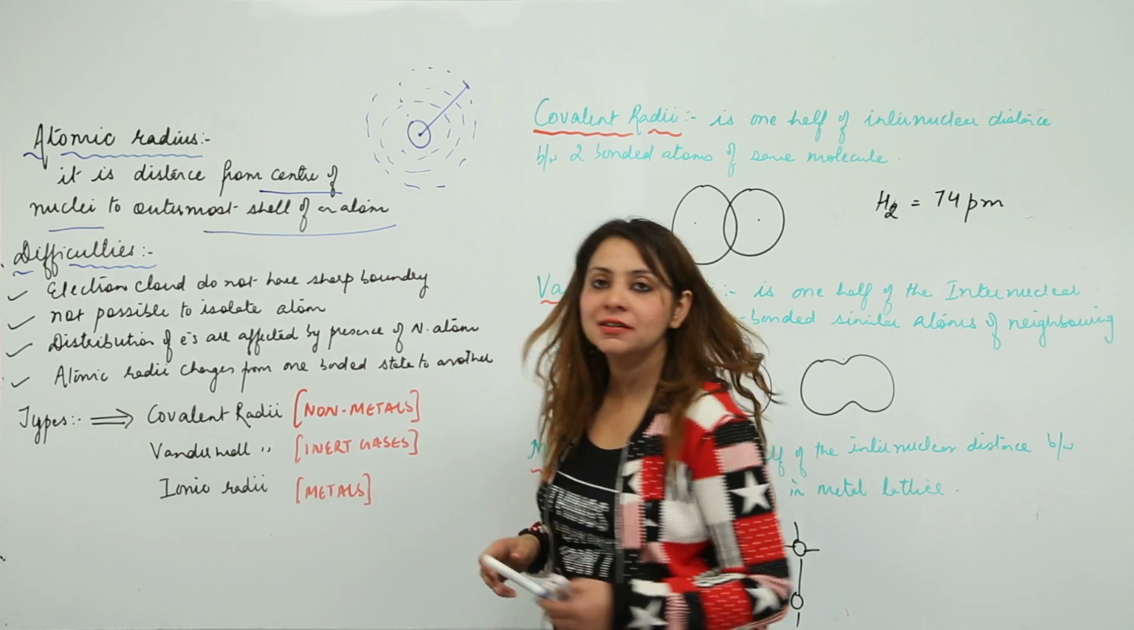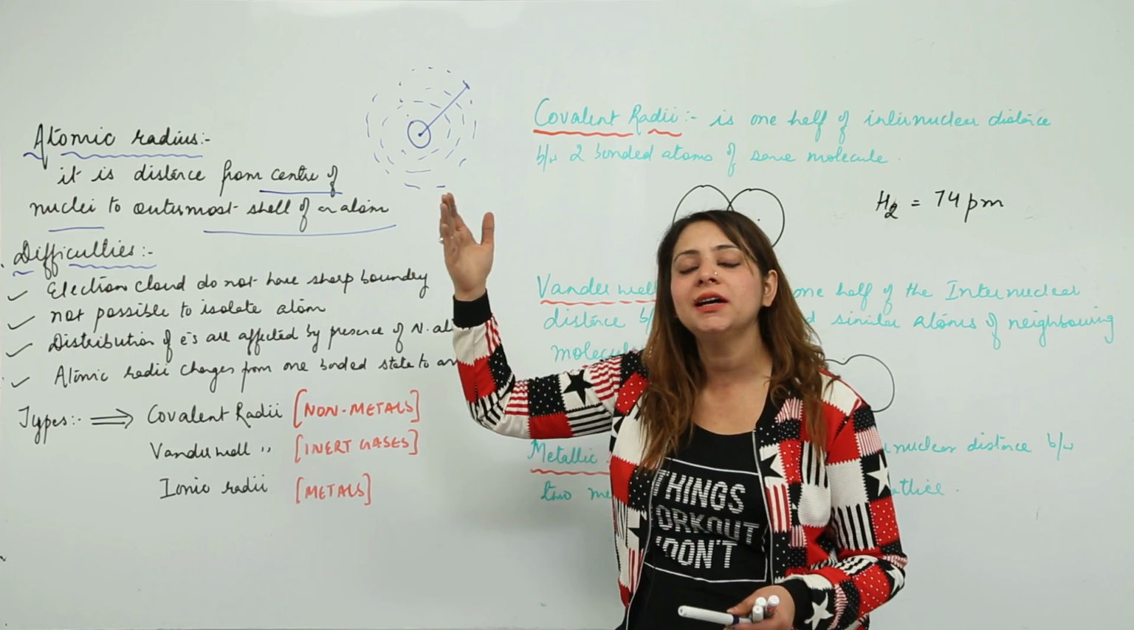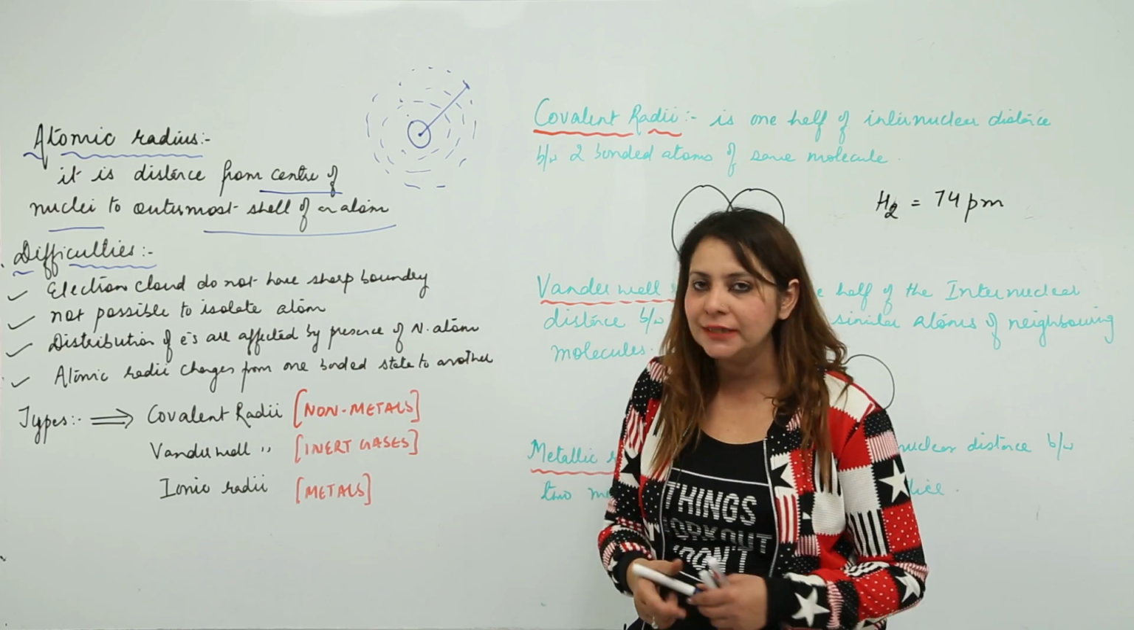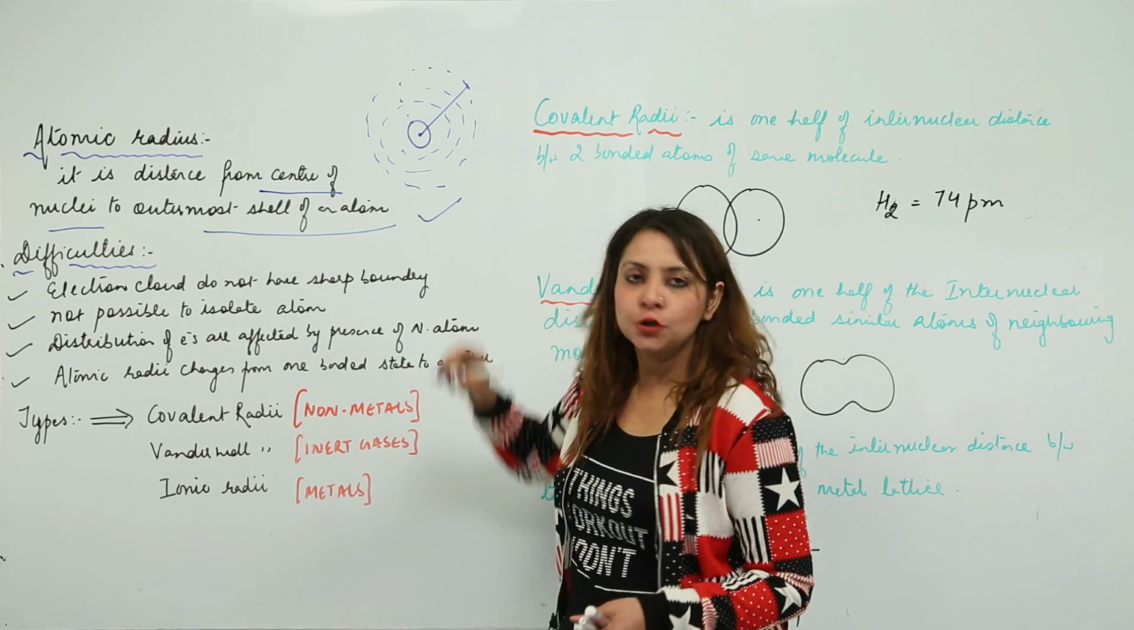or you can say that it is a distance from the center of nucleus to the region where probability of finding an electron is maximum. So this is what an atomic radius is.